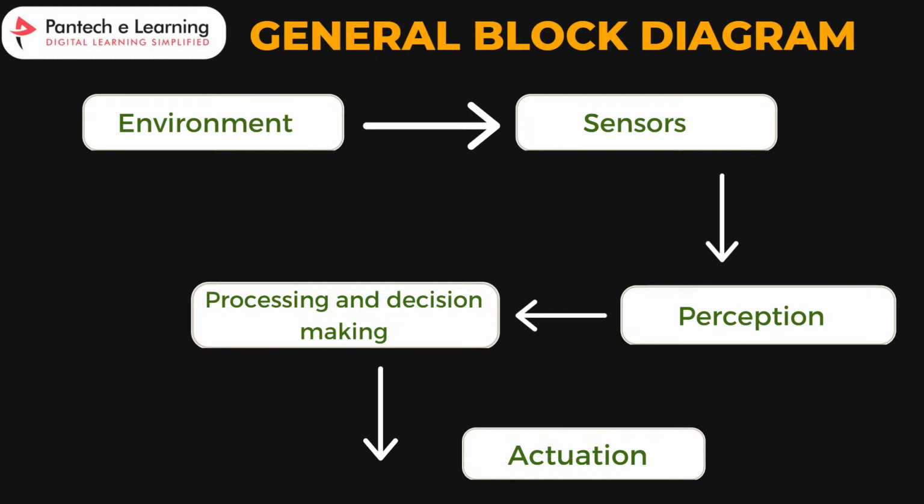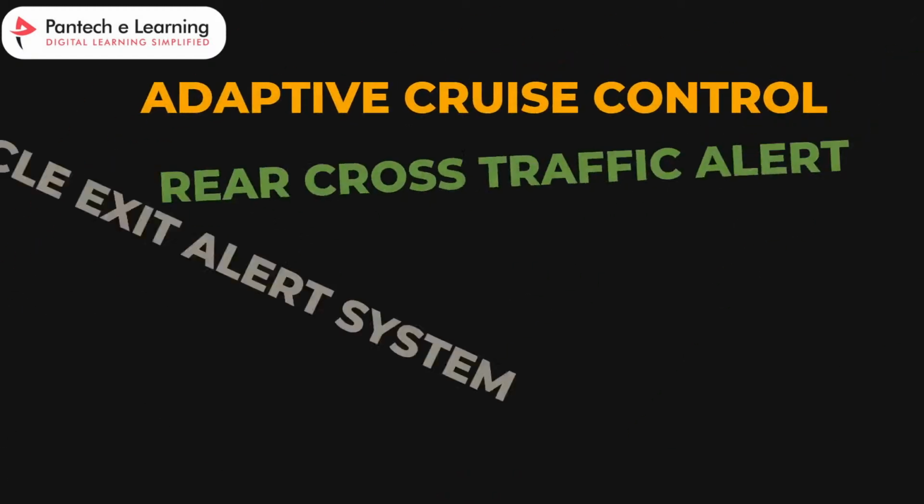Next one is the actuation. Based on this decision, the autonomous vehicle takes action. It can either alert the driver about the danger or, in some cases, directly intervene to avoid an accident. So this is a simple block diagram of the complex process of how an autonomous vehicle works to make driving safer and prevent accidents. This is the general block diagram.